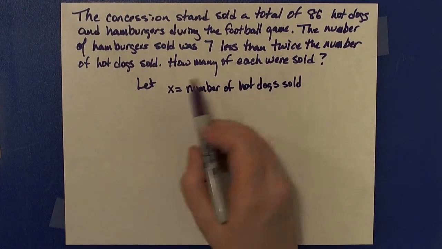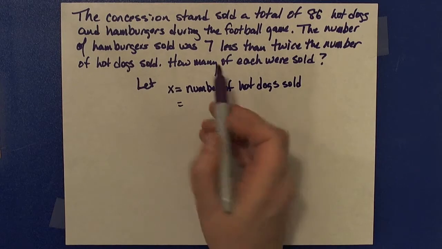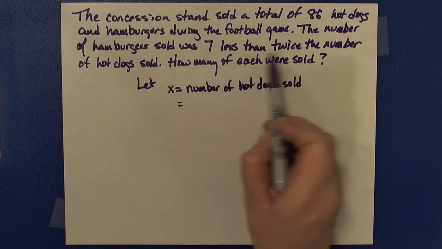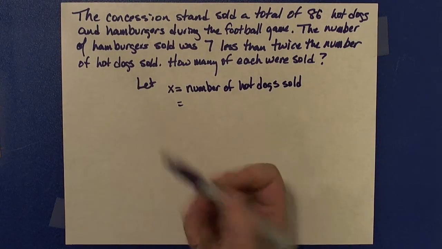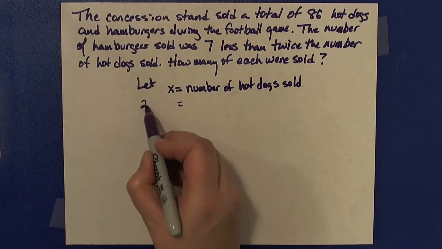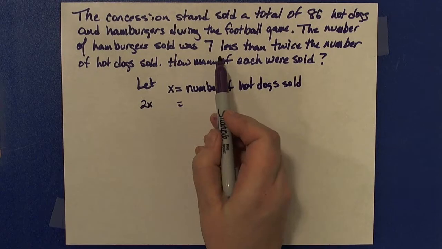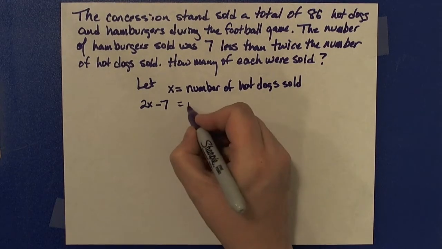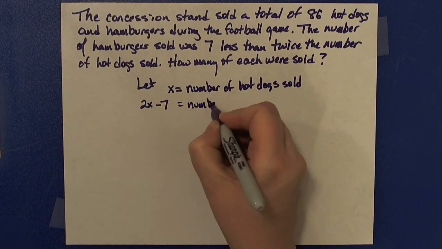Now the other thing I'm looking for is the number of hamburgers sold, and I know the number of hamburgers sold was 7 less than twice the number of hot dogs. So if the number of hot dogs is x, twice that would be 2 times x. 7 less than that would be subtracting 7. And that's going to be the number of hamburgers sold.